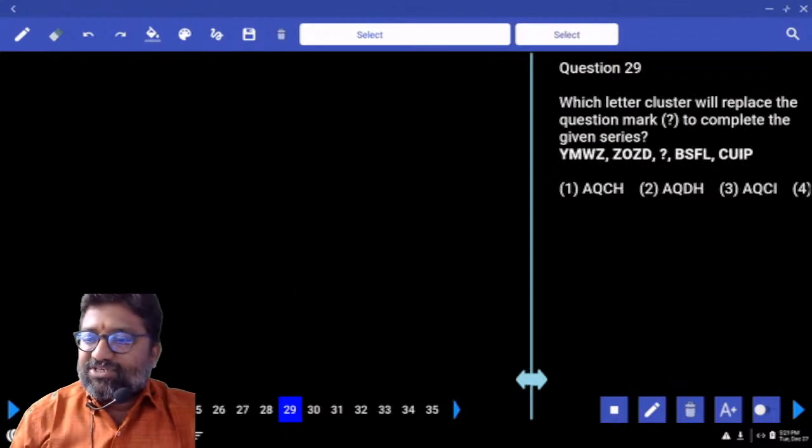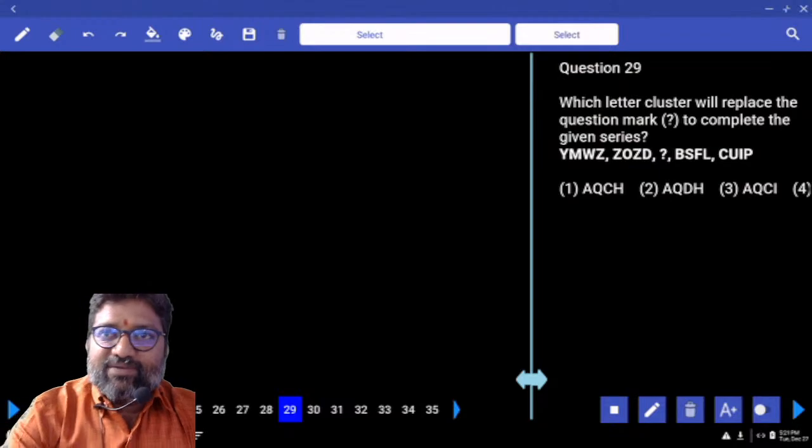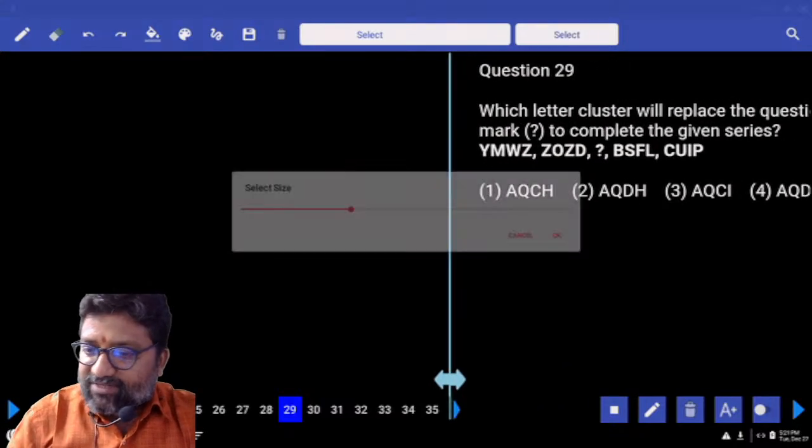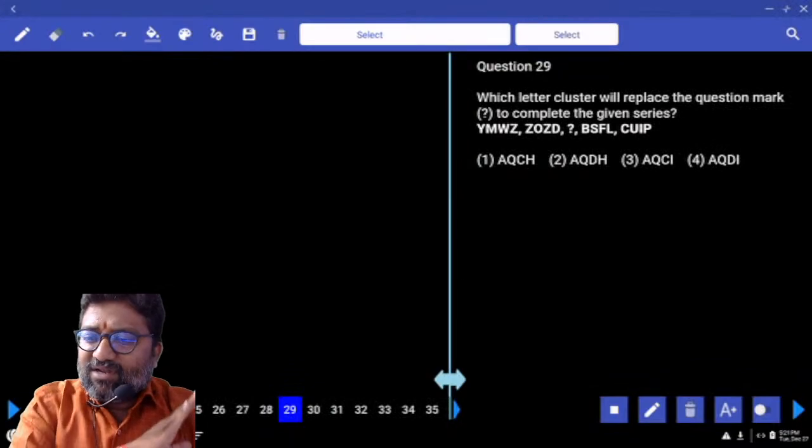Next, look at this question here. We will go only with the place values. I will talk only about place values. I know nothing other than place values. Don't bother about the letters.